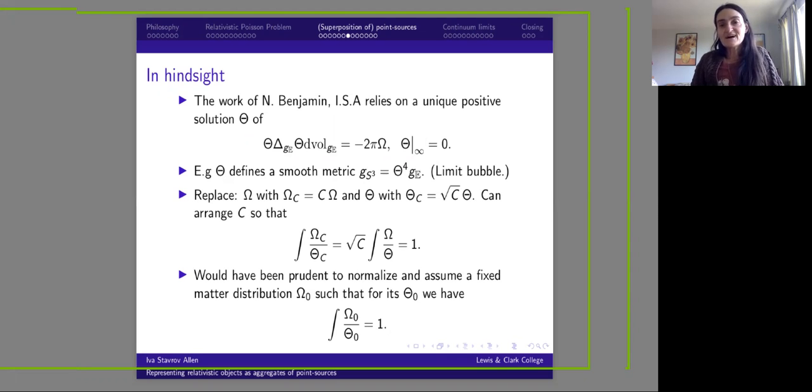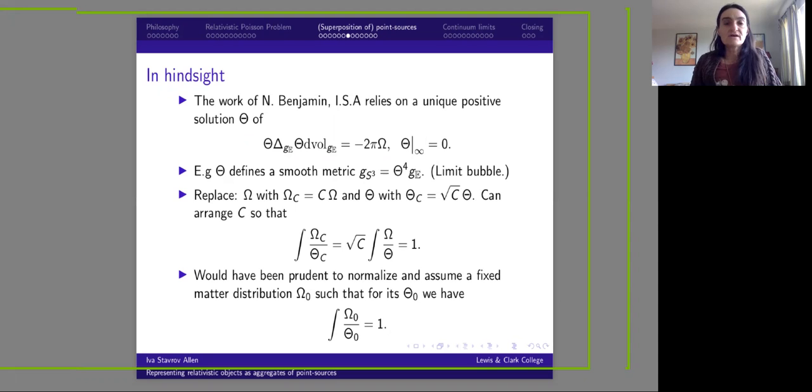But to be honest, in hindsight, now that I've done what I've done and some other students have looked into this, I'm realizing that we missed one point, and that is that perhaps this omega should have been normalized from the get-go. And what you see in the rest of the slide is how omega and theta behave upon scaling.